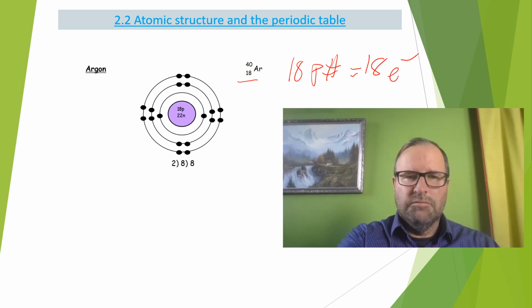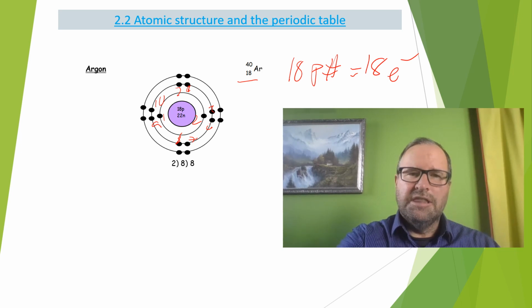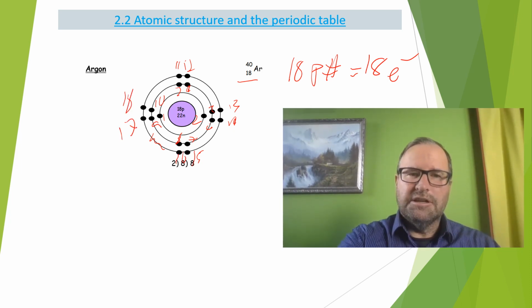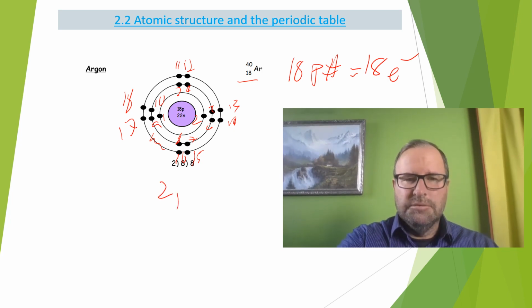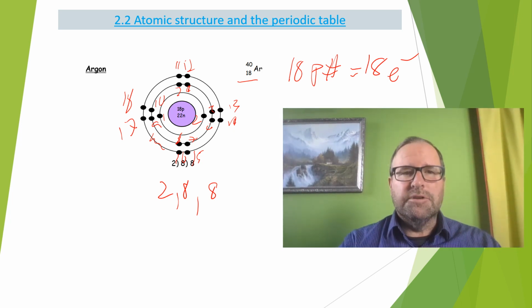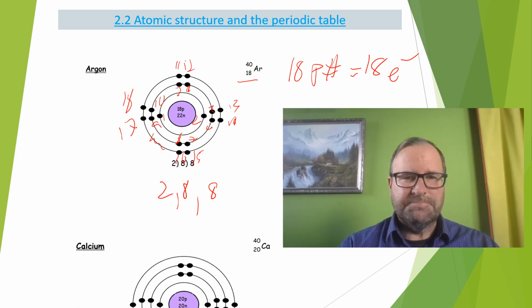In the first shell, we've got 1, 2 maximum. Second shell, we've got 3, 4, 5, 6, 7, 8, 9, 10. So we've got 8 electrons there. And then the 11th electron has to go to the third shell, which is this one here. So we've got 11, 12, 13, 14, 15, 16, 17, 18th electron. Hence the 2, 8, 8 configuration. You'll notice argon is a noble gas. We'll learn more about that later in part 2.